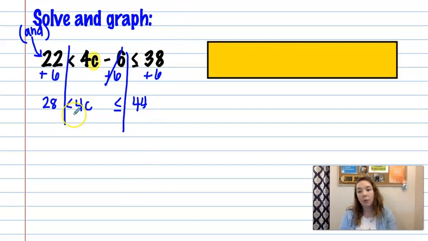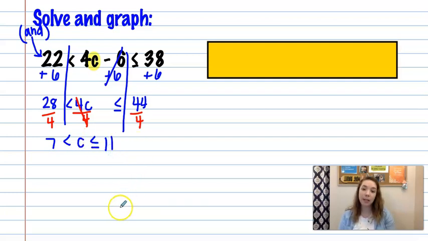Then I would normally divide by 4, so I'm going to do that. I'm going to do it to all three sections. So our final answer here is 7 is less than C is less than or equal to 11. So that means C is any number or decimal that is between 7 and 11.